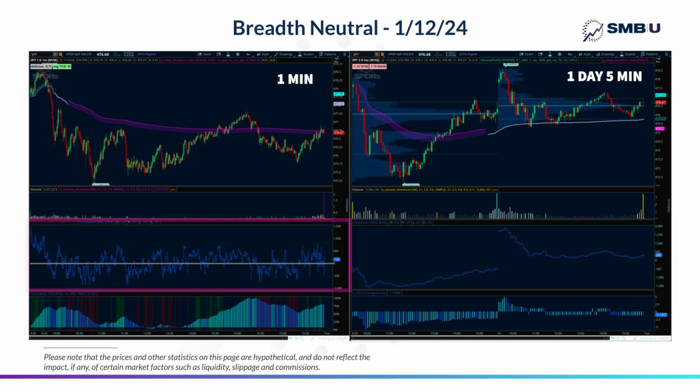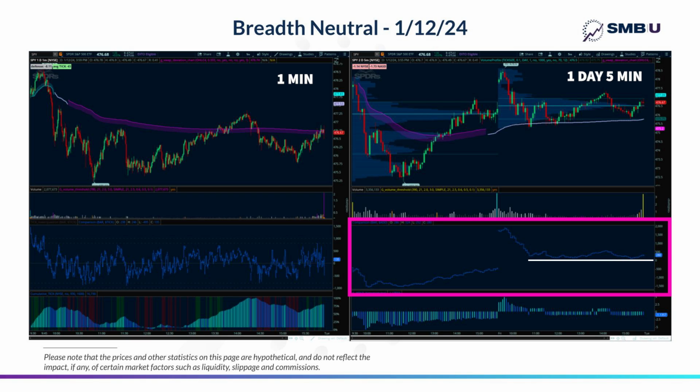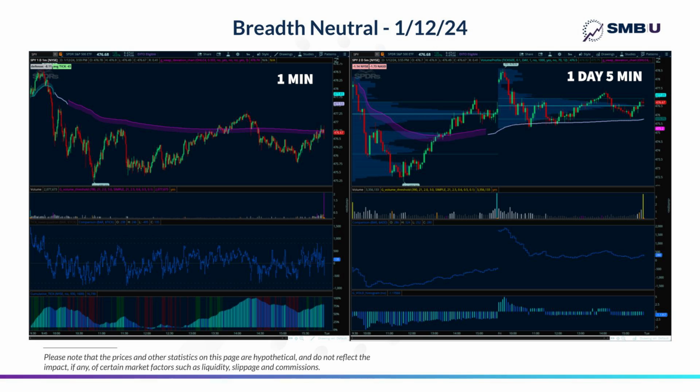And the advanced decline just kind of pins to 0 all day. And so with this kind of day, I'm just kind of expecting price to balance around some area, some range. And in this case, we kind of balance around where we did most of the volume on the previous day.